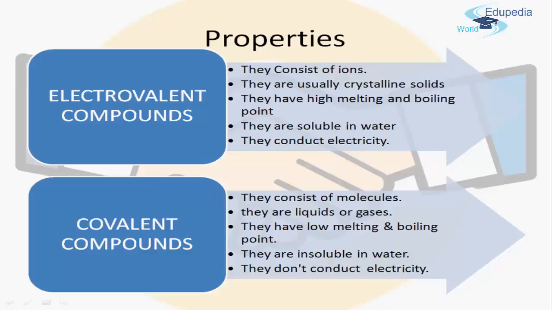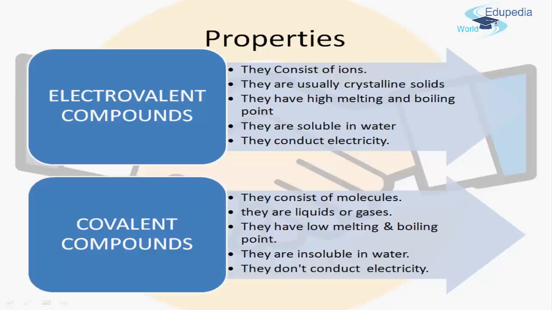You should also know that covalent solids like diamond and graphite have a very high melting point and boiling point. Covalent compounds are usually insoluble in water, but they are soluble in organic solvents. Polar covalent compounds like hydrogen chloride and ammonia are soluble in water because of their bonding.